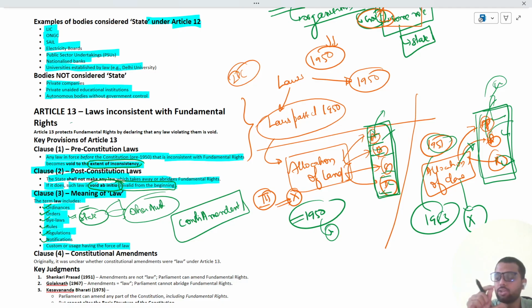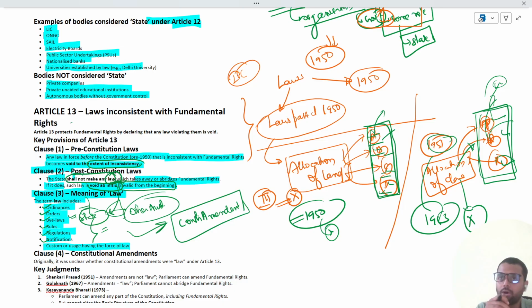If it is not considered as a law, that means it can violate the fundamental rights, because Article 13 clause 2 only talks about the law. Who shall not make any law? It talks about that state shall not make any law. And law, Article 13 clause 3 defines these things, and this does not include constitutional amendment. So can we, by constitutional amendment, take the fundamental right of a citizen?